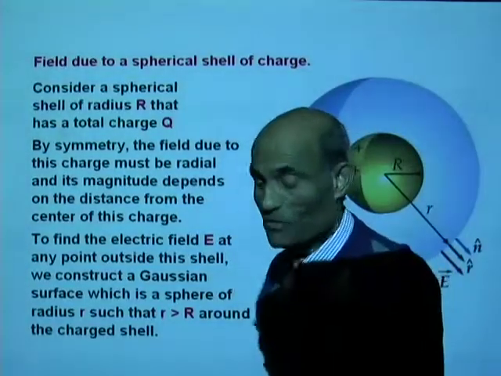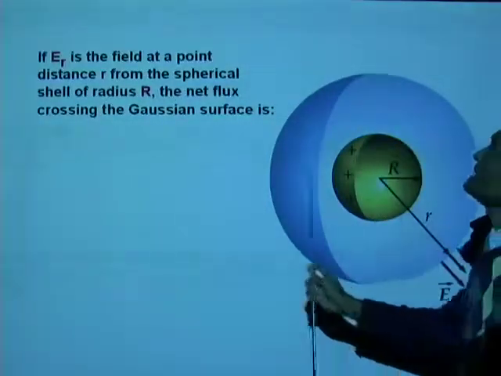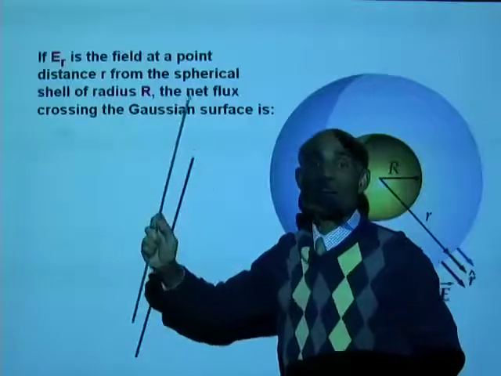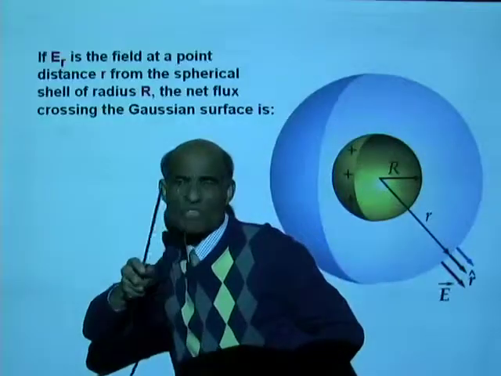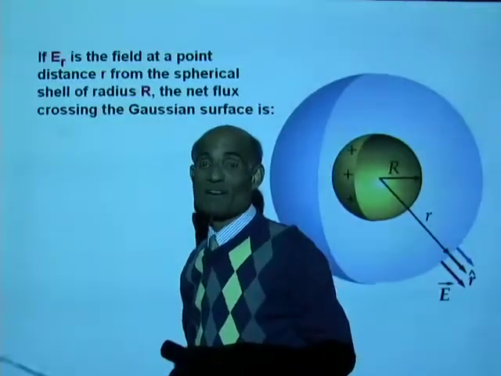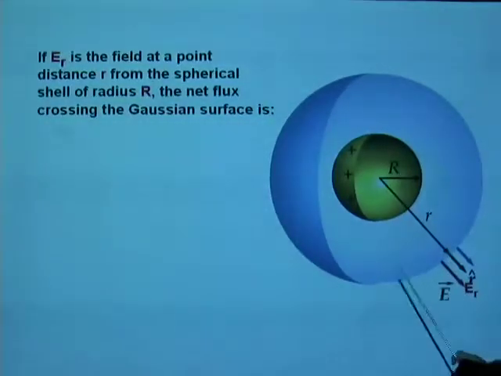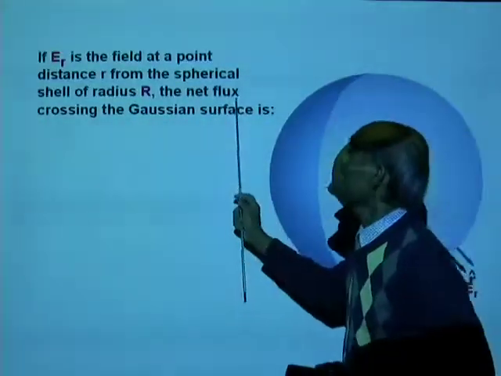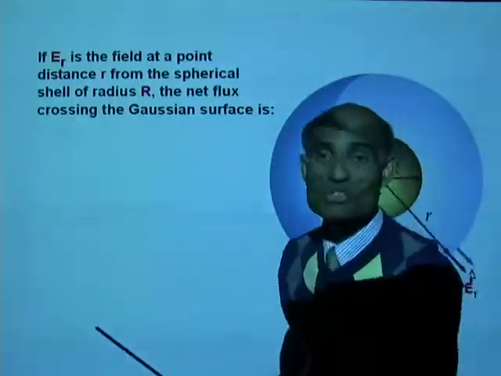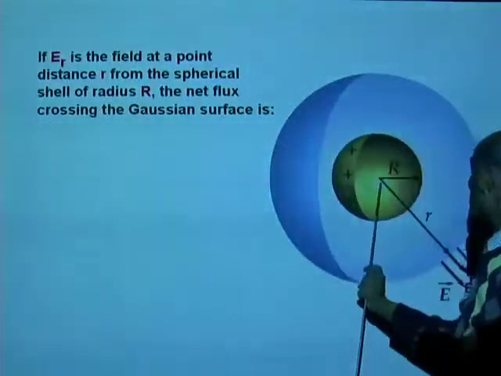And now, we have constructed the Gaussian surface. What do you now do? If E_r is the field at the point, E sub r stands for electric field along the radius. Is that right? Along the radius, which is actually at right angles to the surface of the shell. So if E_r is the field at this point, at a distance r from the spherical shell, then what is the net flux crossing the Gaussian surface? Now the Gaussian surface is a shell of radius r.